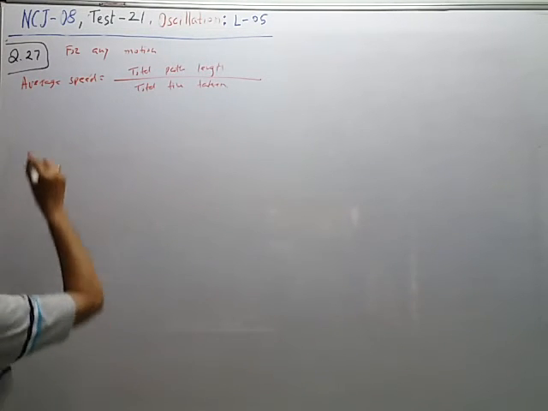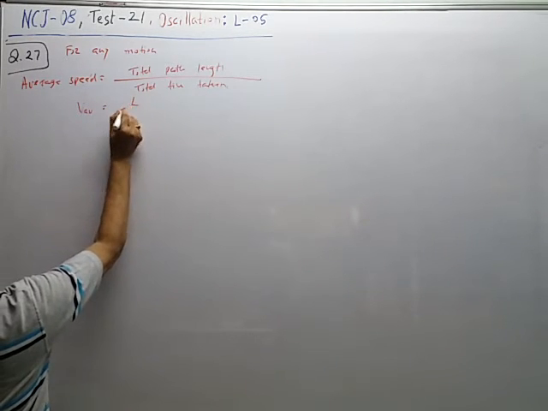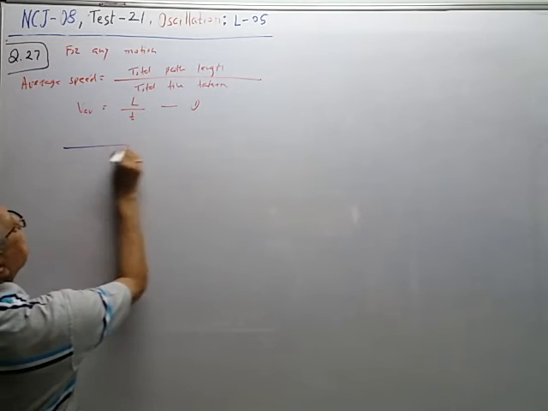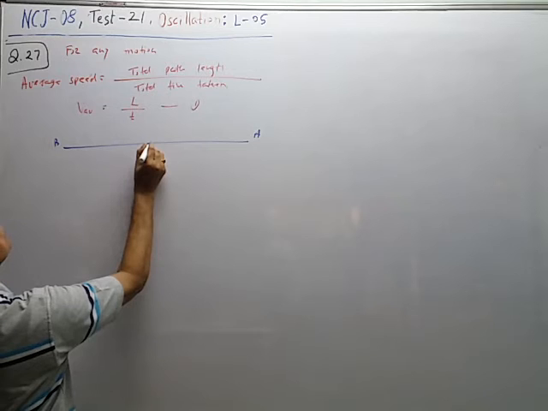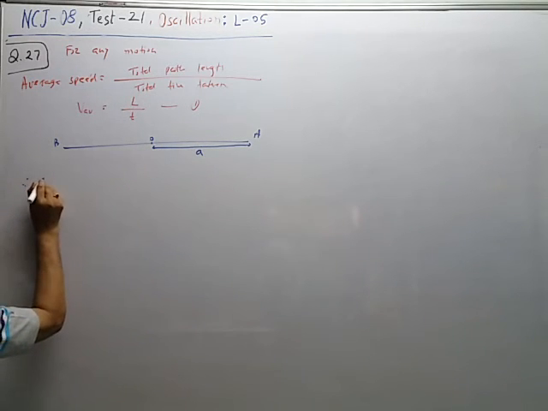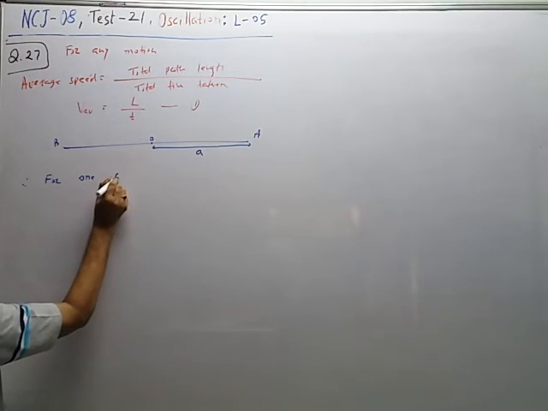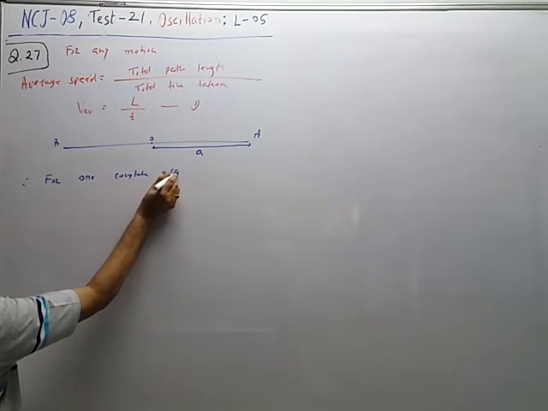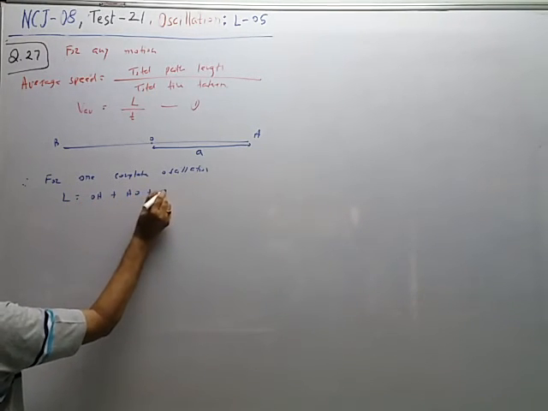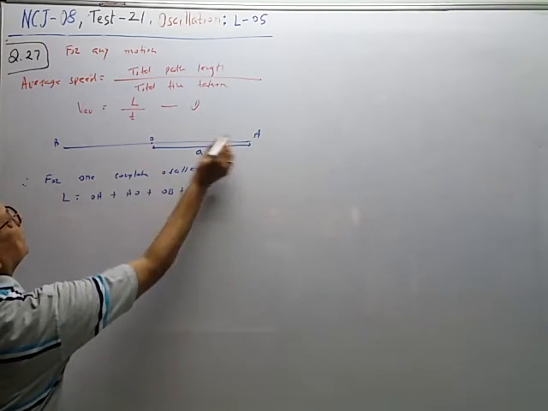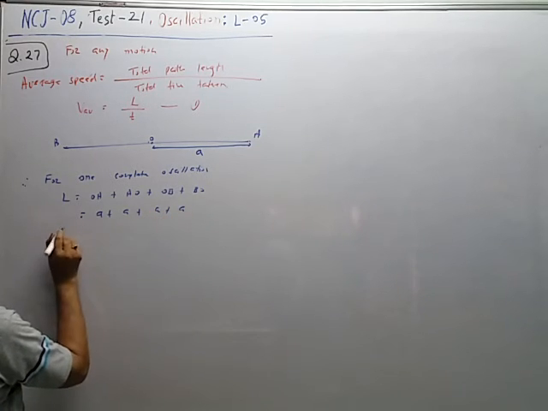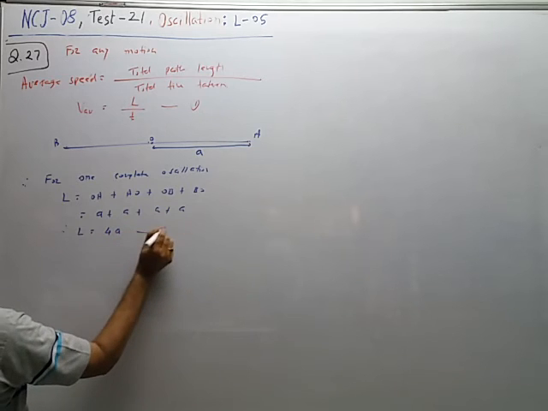So V average is equal to L upon T. Total path length is L. If this is the path of SHM, A is the positive extreme position, B is the negative extreme position, and O is the mean position. So this distance is amplitude A. Therefore, for one complete oscillation, L is equal to OA plus AO plus OB plus BO: O to A, A to O, O to B, B to O. One oscillation complete. So that is equal to A plus A plus A plus A, and therefore L is equal to 4 times A. So this is equation 2.